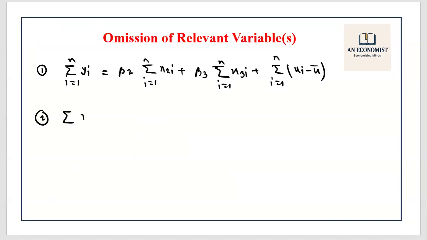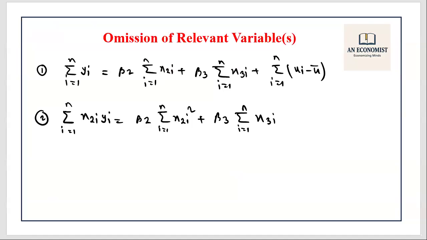The second equation, multiply by x2i and yi is as it is. So if you do that, beta 2 summation i from 1 to n x2i square plus beta 3 summation i from 1 to n x2i x3i plus summation i from 1 to n x2i (ui minus u bar). This will be the second equation, and the third equation is this.